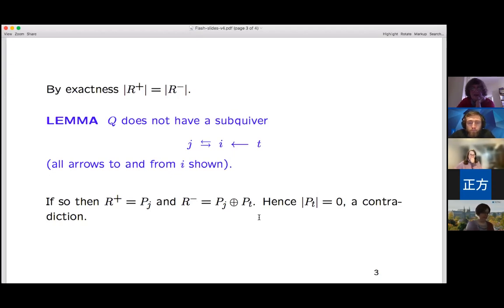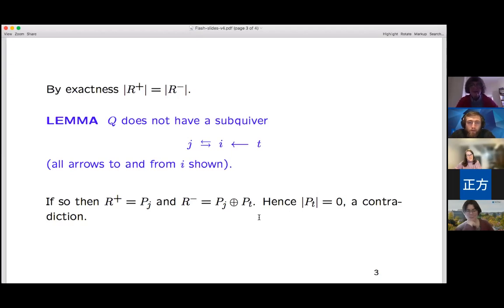Right, but they should have the same dimension vector, and then, okay, the Pj appears twice, so this tells you that this Pt is 0, but of course that's not really possible because it's a non-zero projective module, so you have a contradiction. Right. So anyway, we have some arguments like that, which are nice and easy, but of course, this is not quite enough. So one needs to do a bit more.